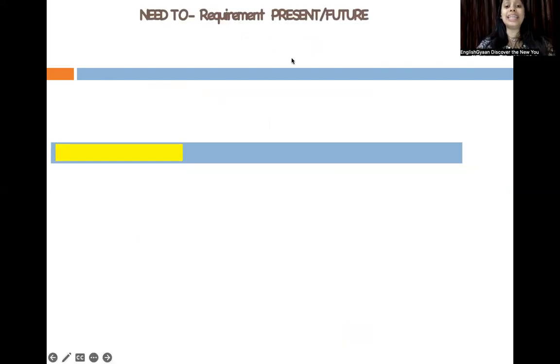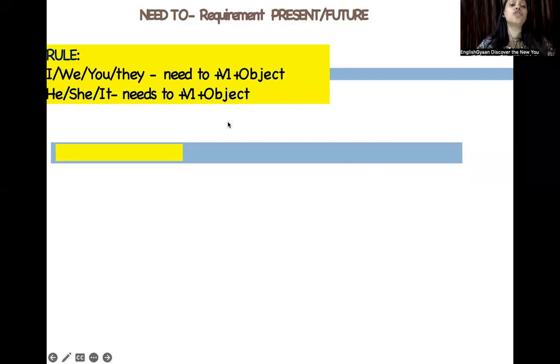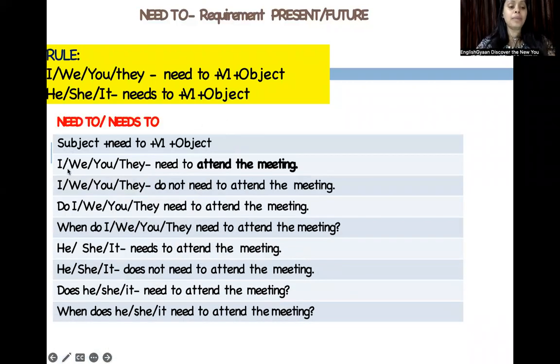Now coming to need to. Need to is nothing but requirement. I repeat, need to is nothing but requirement. करने की जरूरत है. There is no compulsion. Again, need to can be used either for the present or for the future tense. For example, I need to attend the meeting. मुझे meeting attend करने की जरूरत है. Negative, I need not attend the meeting, or I don't need to attend the meeting.